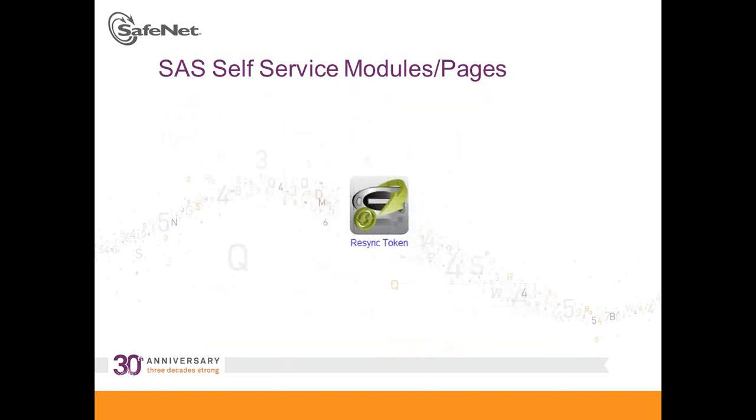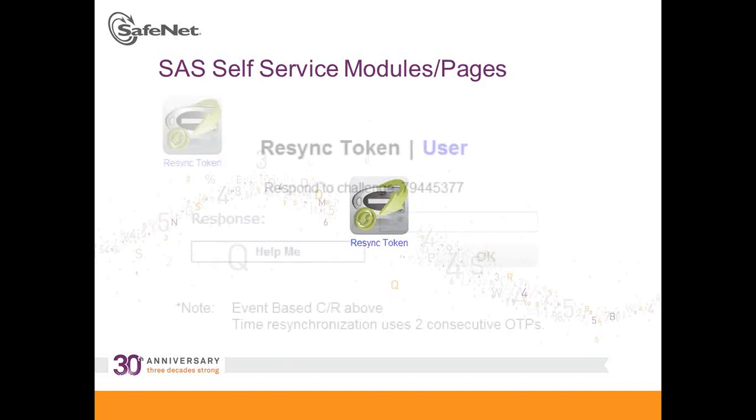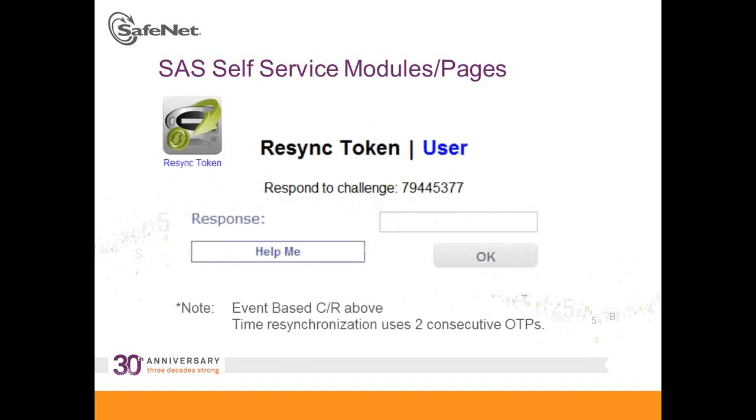We have the ability to resynchronize tokens. So we have a resynchronize token policy from the very first module that I provided you in this series. We talked about resync. So we have event synchronous tokens. We have time synchronous tokens. Each of these tokens have the ability to go out of sync. So we do give you the ability through self-service to resynchronize those tokens.